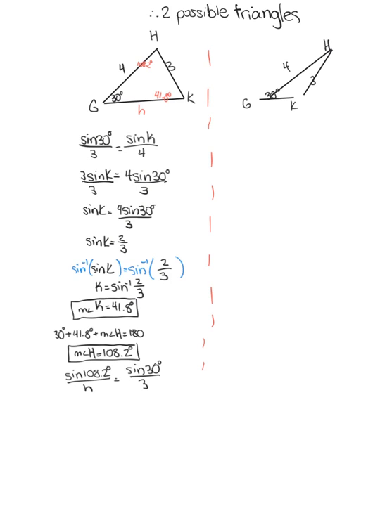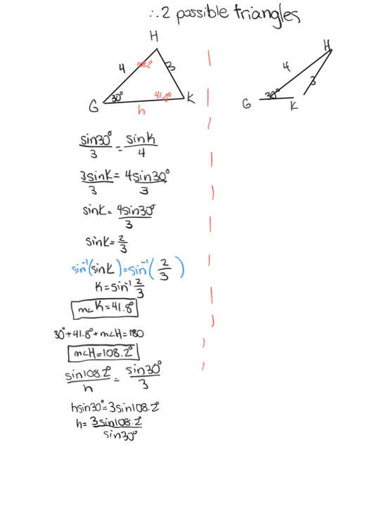So then when I cross multiply here, I get h sine 30 equals 3 sine 108.2. And then I got to divide by sine 30 on both sides. So h is equal to 3 sine 108.2 degrees divided by sine 30 degrees.